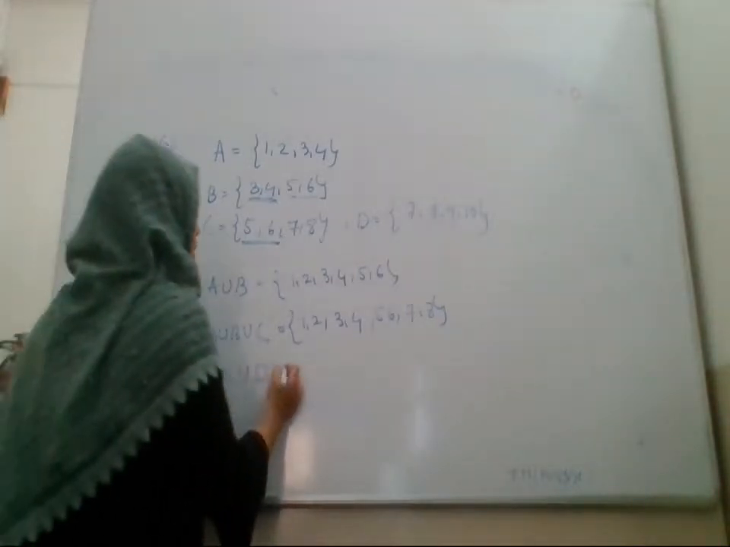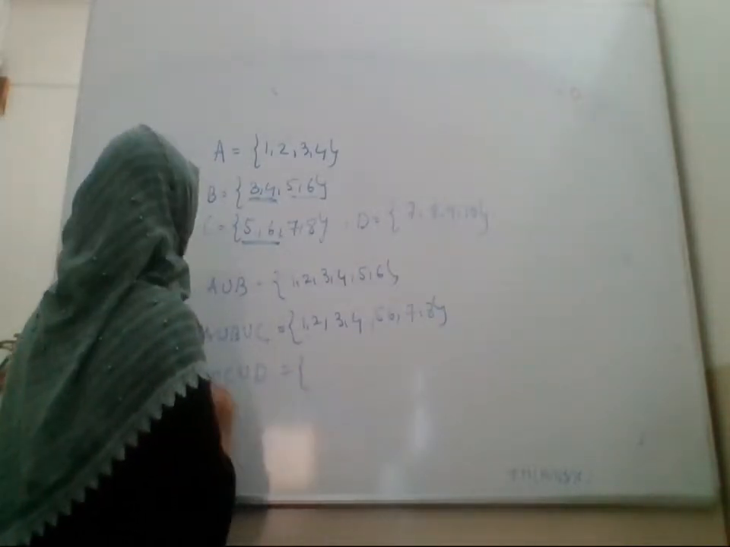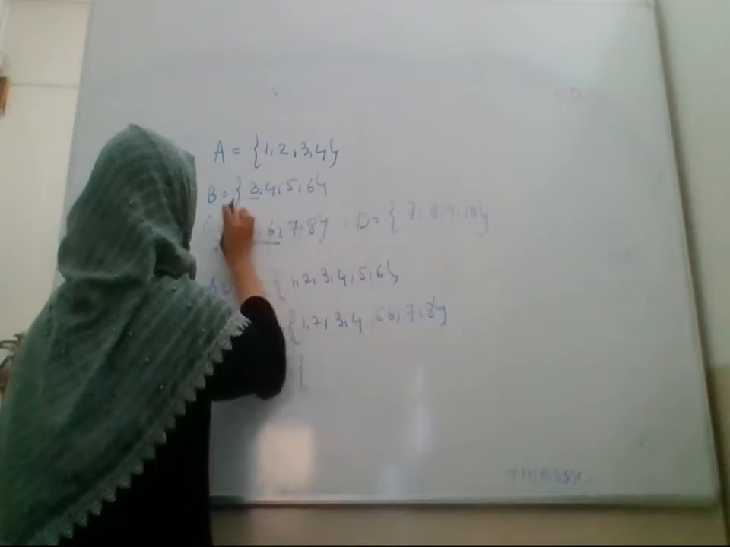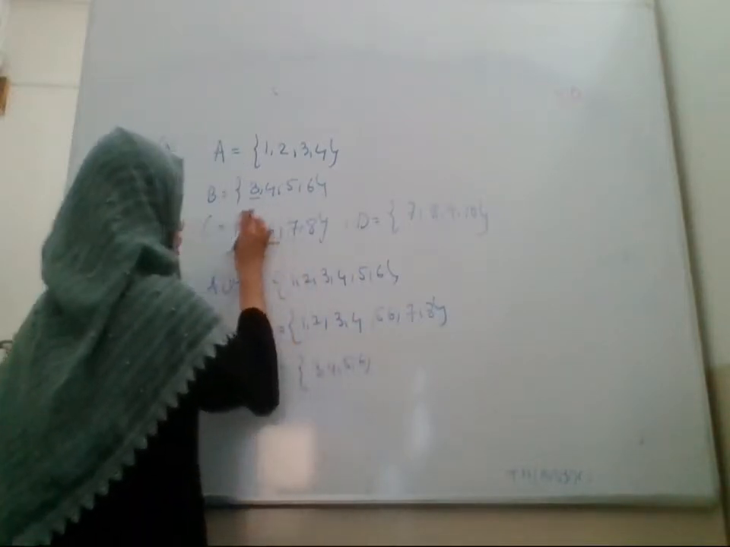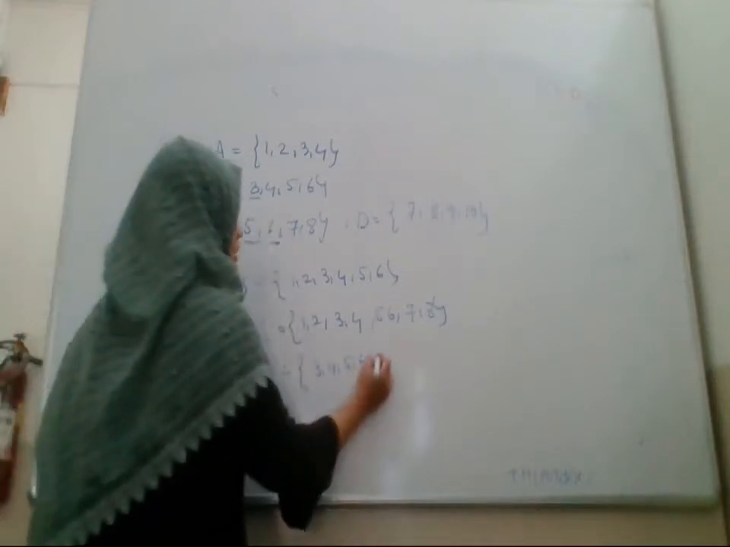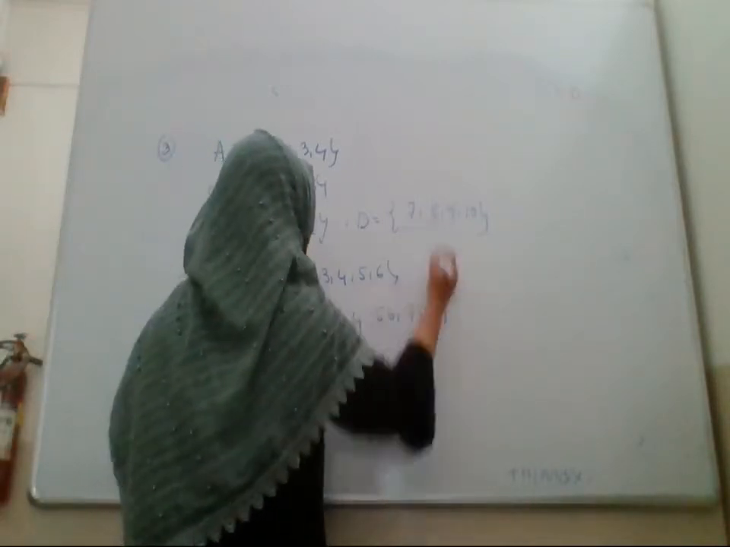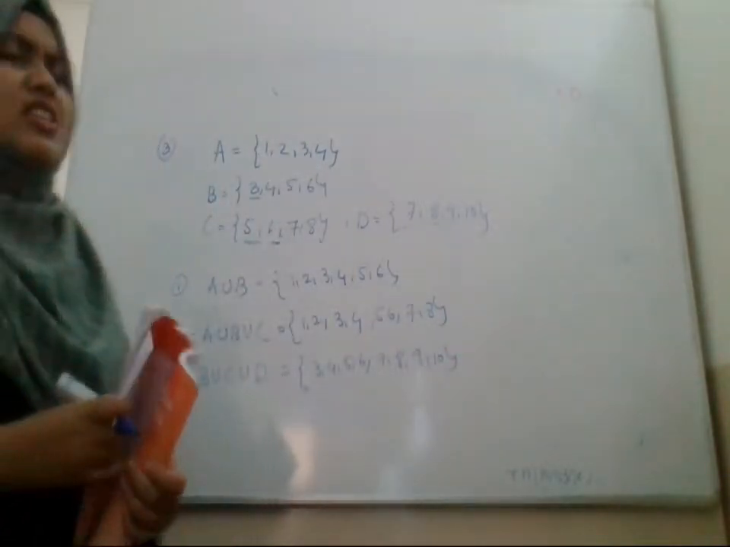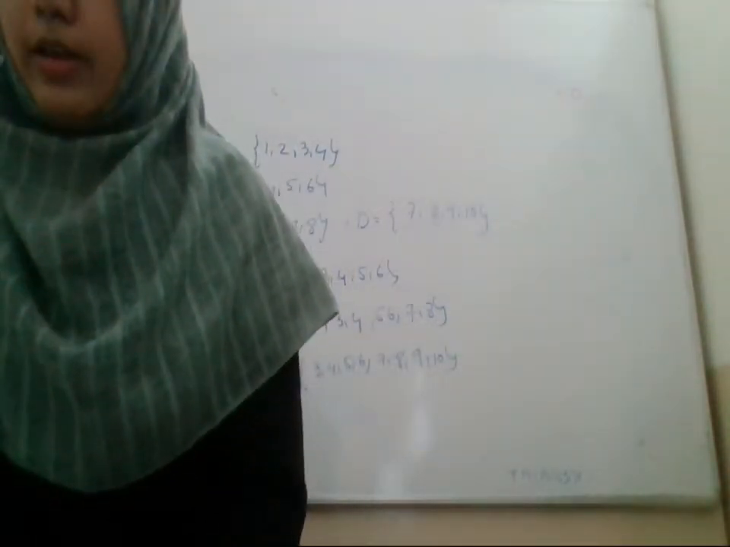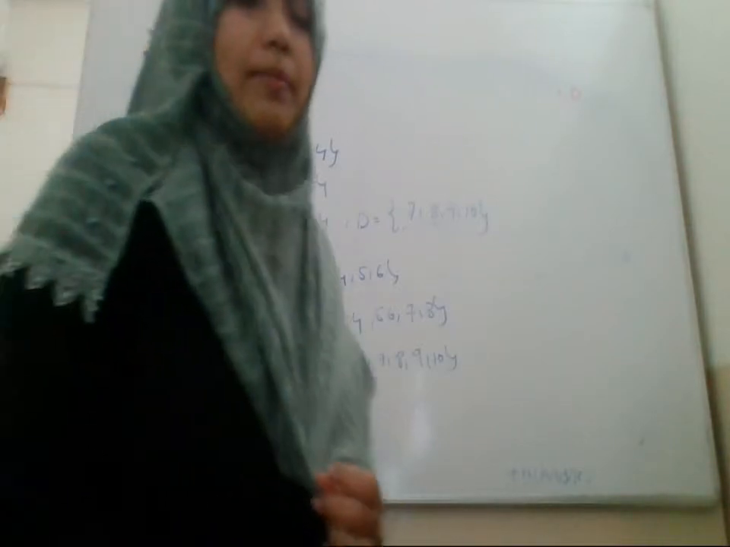Similarly, B union C union D. So B union C union D means you have to start from B. 3, 4, 5, 6. Okay? Don't write 5, 6. So it will be 7, 8. Don't write 7, 8. Write 9 and 10. Okay? I hope this is clear. This is very basic. Now we will solve the next problem.